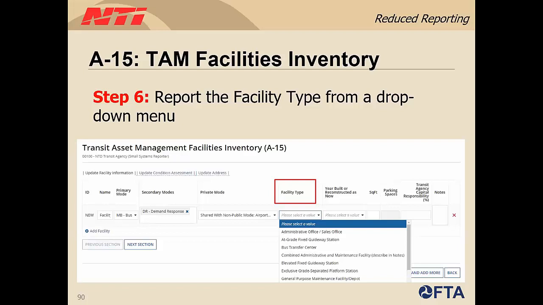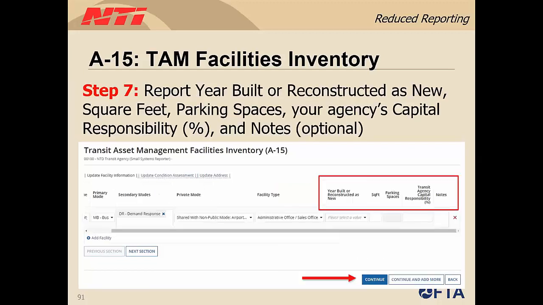Here you would choose the facility type from the drop-down menu. You should select the facility type that fits your facility best. A list of facility type descriptions is available in the policy manual starting on page 97. If you have questions about which facility type you should select, please contact your analyst. You will then report the year that the facility was built or reconstructed, the square footage, number of parking spaces, percentage of your agency's capital responsibility, and any notes you deem necessary.